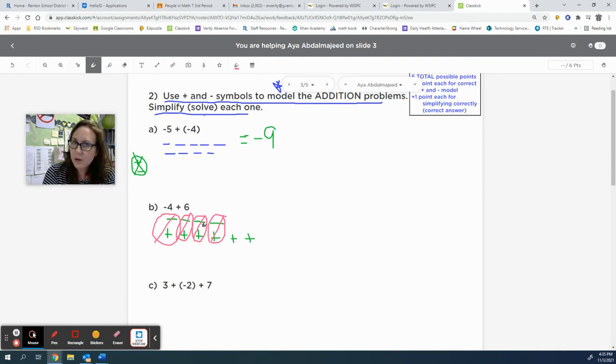So this is worth 1 point for the model. And then you could either have the +2 or you could just have equals 2. Because anytime that you have a positive number, you can put the positive there, but you don't have to. If it doesn't have a symbol in front of it, it automatically defaults to a positive.